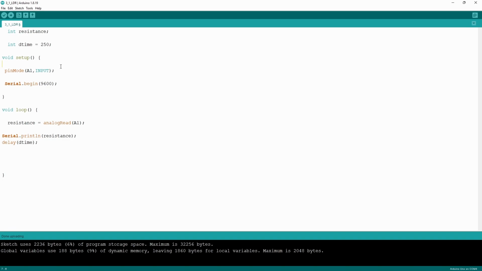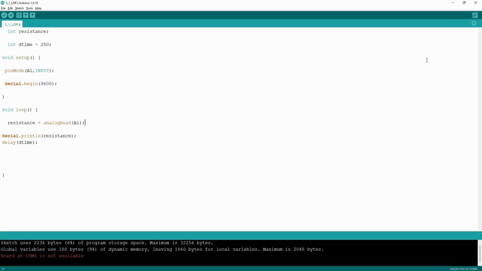Next, I told the Arduino that I want to activate the serial monitor using this command, Serial.begin, using the baud rate 9600. In our void loop, I came down and defined what the resistance is going to be. I told the Arduino I want to read the analog value from the A1 pin using this command over here. Next, I used the Serial.println command to tell the Arduino I want to print the variable that I just defined, and between every single time it prints the resistance value, I want a delay of 1/4 of a second until the next one is printed.